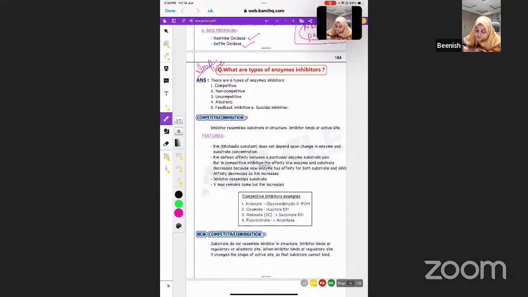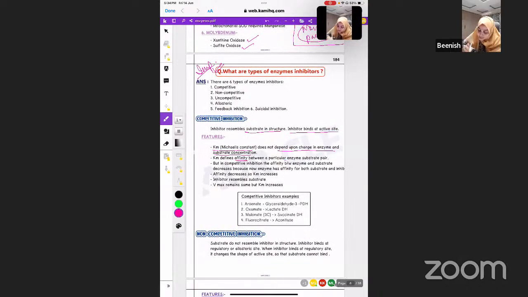So talking about competitive inhibition, here the inhibitor resembles the substrate in structure, and the inhibitor is going to bind at the active site. So your inhibitor is a structural analog of the substrate, and it is also going to bind at the same site as the substrate, that is the active site. Let us have a look at the key features of competitive inhibition. It says Michaelis constant does not depend upon change in enzyme and substrate concentration. Your Michaelis constant basically defines the affinity between a particular enzyme and substrate pair, that is, what is the affinity of that enzyme for that particular substrate.